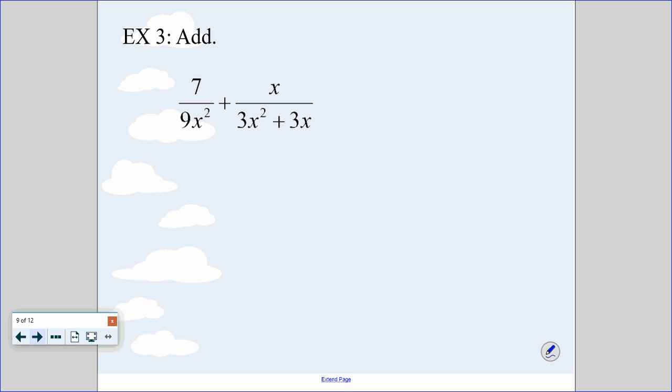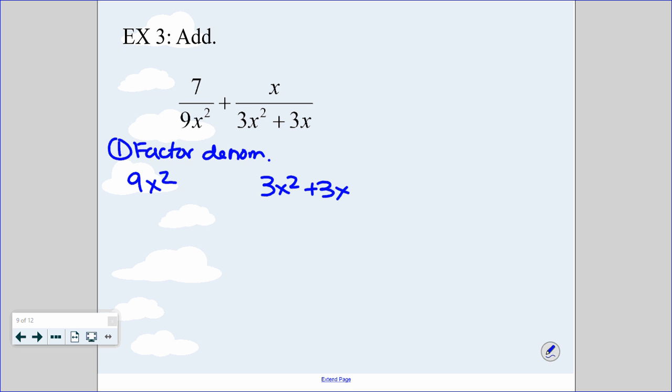Okay? So here are my 2 rational expressions that I'm going to add together. Okay? So the first thing I'm going to look at is my denominators. They're not the same, so I need to factor them. Okay, so my first step is always to factor the denominator. Okay, so 9x squared is one of them. It's not really anything to factor. You just have a 9x squared. Okay, the other one is 3x squared plus 3x.